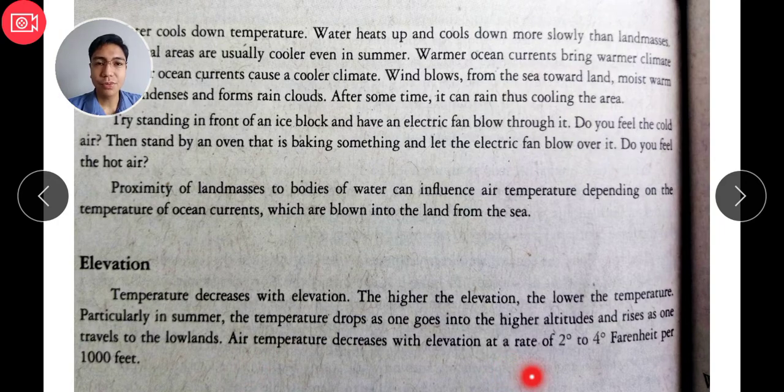In a rate of 2 degrees to 4 degrees Fahrenheit per 1,000 feet. So, kada 1,000 feet, pwedeng bumaba yung temperatura ng hangin mula 2 degrees to 4 degrees, depende, no? Let's say nasa 2,000 feet ka na. So, let's say 4 degrees, so 8 degrees na yung minus kumpara sa lowland areas.